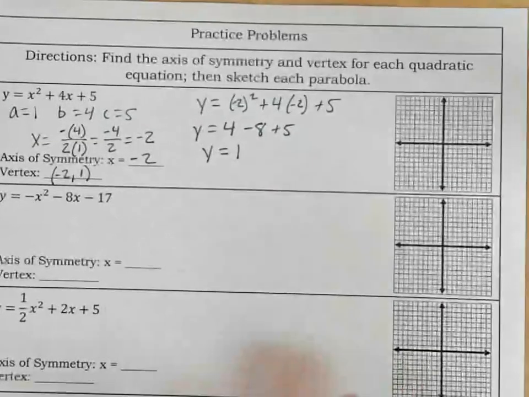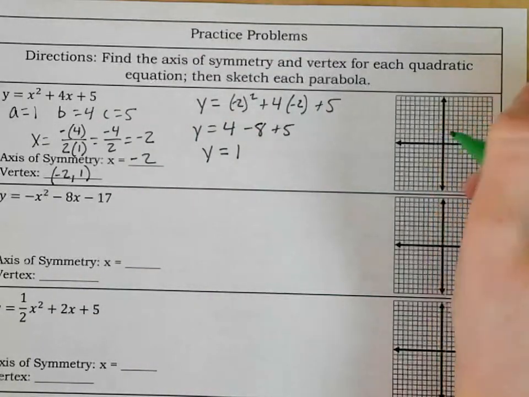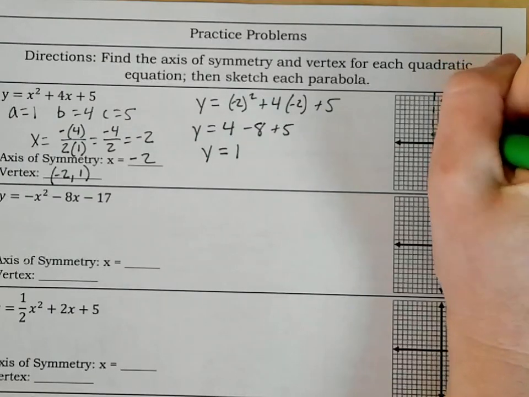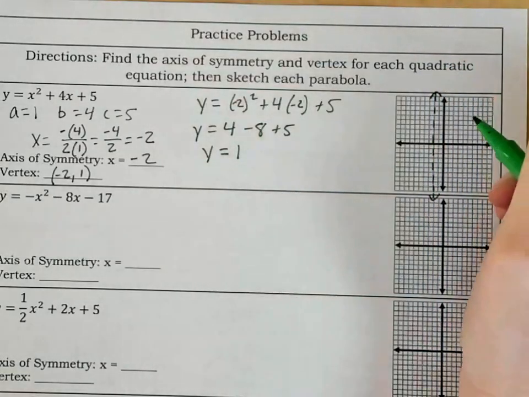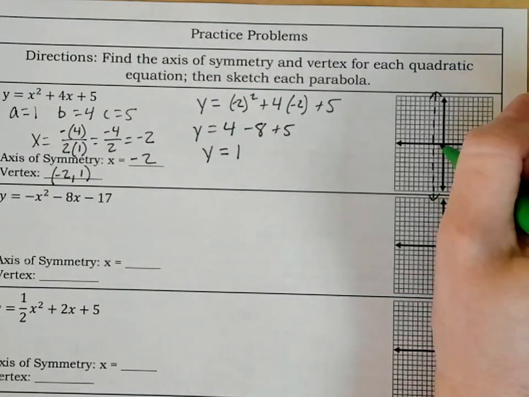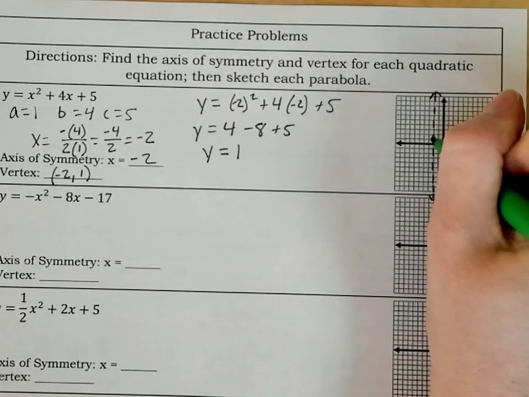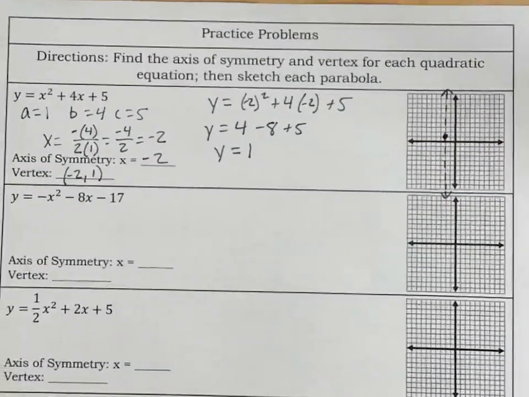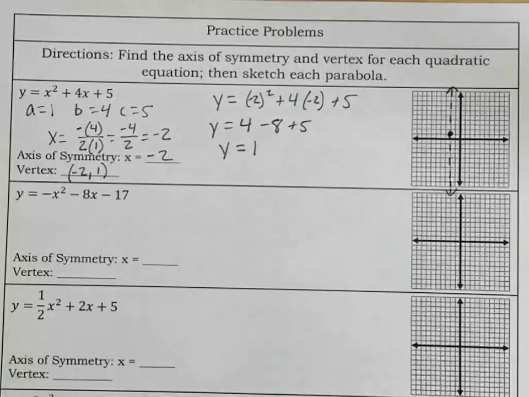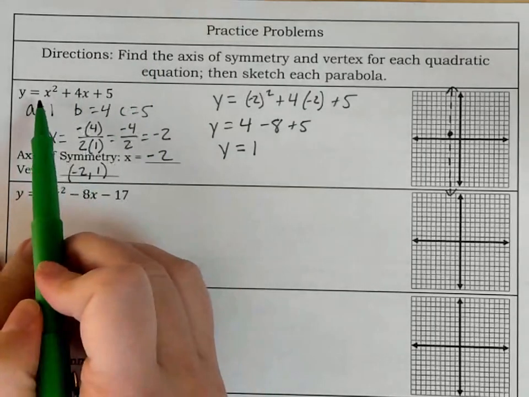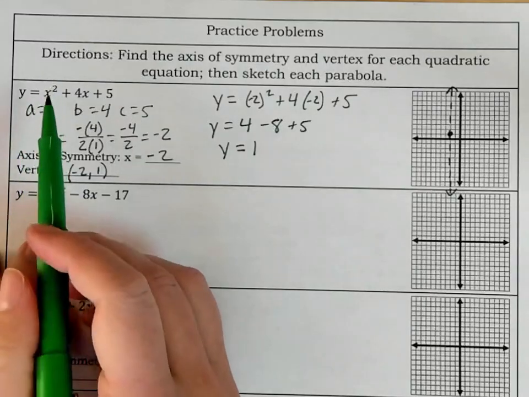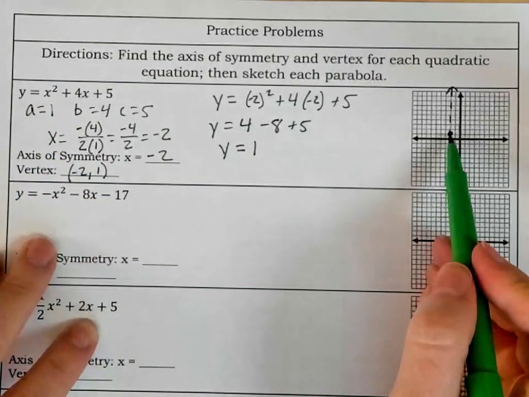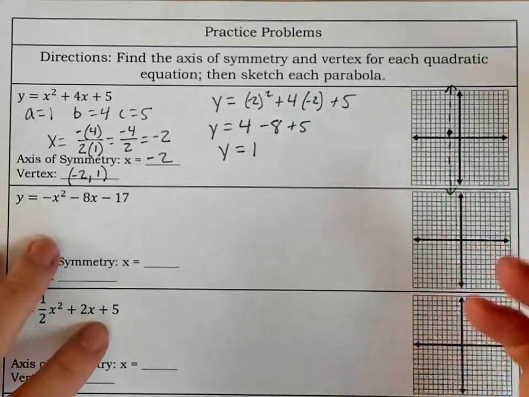So first thing I can do is draw my axis of symmetry. So negative 2, I know that my parabola is going to be symmetric on this line. Okay, and then I need to put in my vertex point. So at negative 2, 1, this is the point where my parabola is either going to be the minimum point or the maximum point. And so we have to decide whether it's minimum or maximum based on that A value. Our A here is a positive 1. So our graph is going to open upwards. So this is going to be a minimum point.